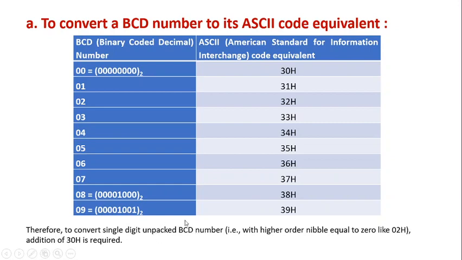Now unpacked BCD means our higher order nibble is always equal to 0, like 00, 01, 02. So the higher order nibble is always 0, so that is our unpacked BCD number. Therefore to convert a single digit unpacked BCD number, like 00, 01, 02 till 09, what we have to do is just add 30H. We have to add 30 in hexadecimal.